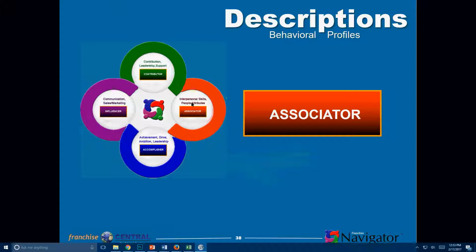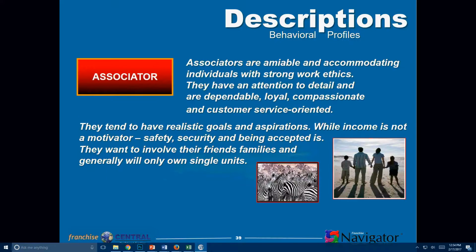So now let's go to the associator. Let's go to the emotions, which is the interpersonal skills, the people attributes. It's really very interesting. And again, it depends on where they score on the continuum. The associators are amiable. They're very accommodating, very strong work ethics. So when we talk about values, associators have blinders. And anything beyond those blinders is incongruent to their value system.